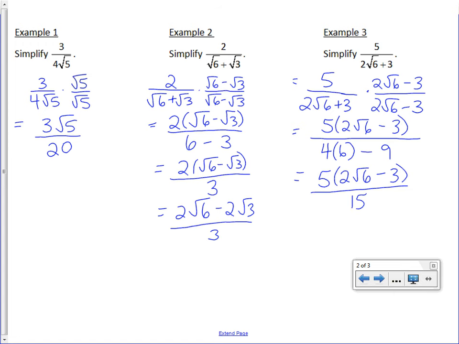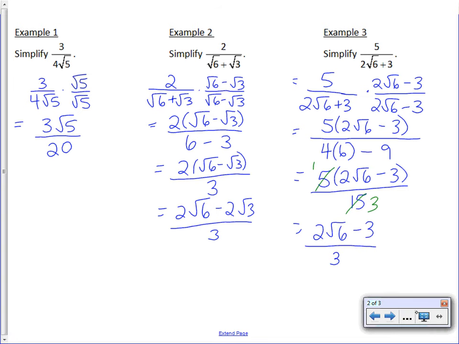Sorry, I'm too excited about this. Okay, so we didn't distribute the 5 because, hey, look, 5 and 15 reduces to what over what? So 2 root 6 minus 3 all over 3. And I'm hoping we all realize this would be completely illegal. Illegal, against the law. Don't do that. Okay?